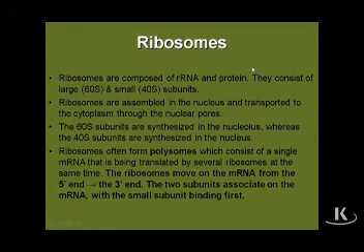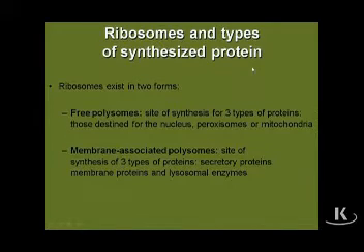Next conversation deals with ribosomes. Ribosomes are composed of ribosomal RNA and protein, and they have a combination of large and small subunits. They are assembled in the nucleus and transported to the cytoplasm through the nuclear pores. Frequently, the ribosomes will form polysomes, which consist of a single messenger RNA that's being translated by several ribosomes at the same time. The important point about these polysomes and ribosomes is that they exist in two forms. The bound polysomes are those that are attached to and functionally associated with the endoplasmic reticulum. The free polysomes are situated in isolation in the cytoplasm and not associated at all with the endoplasmic reticulum.